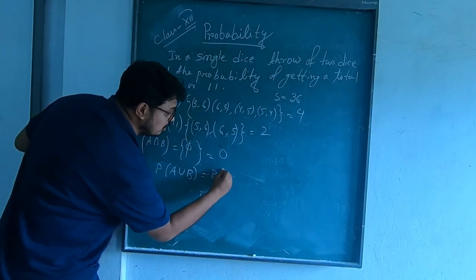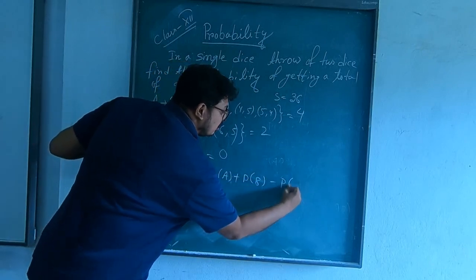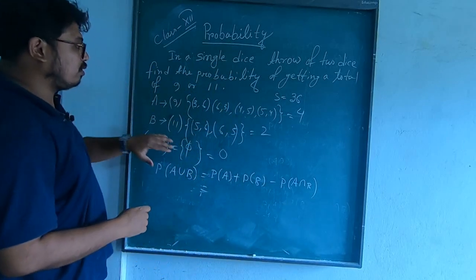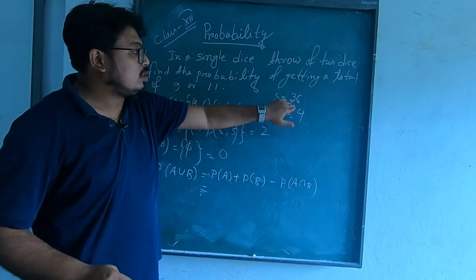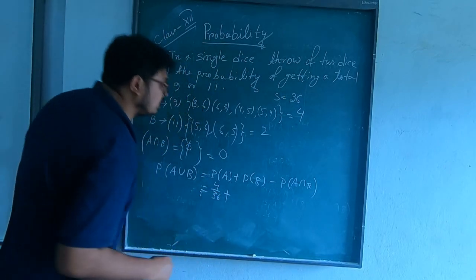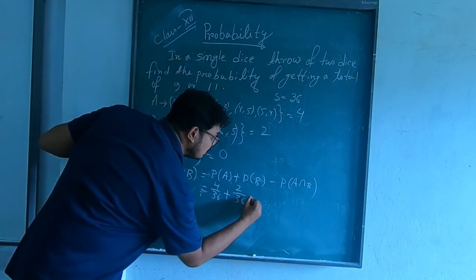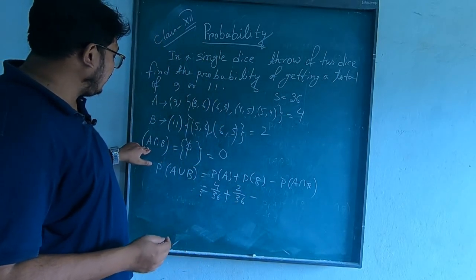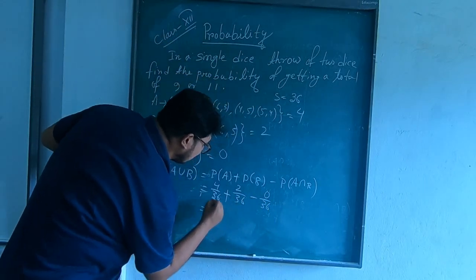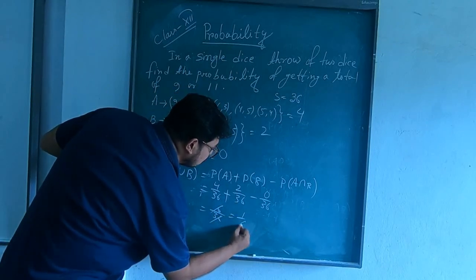What is the formula? P of A plus P of B minus P of A intersect B. What is the P of A? A is 4, total number is 36. That means 4 by 36 plus P of B, where the possibilities are 2, that means 2 by 36, minus A intersect B which is 0 by 36. That means we will get 4 plus 2, 6 by 36, which is 1 by 6. That is your answer.